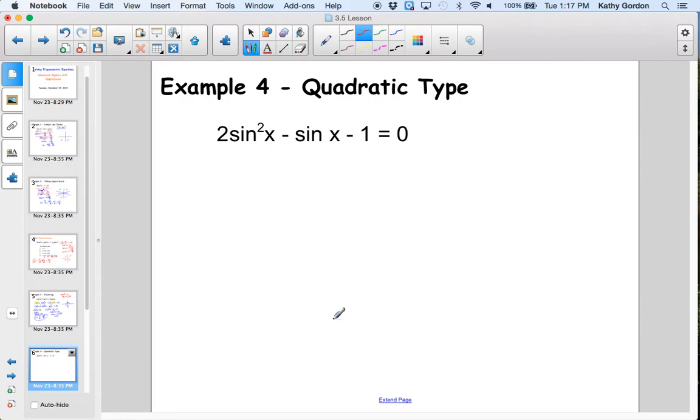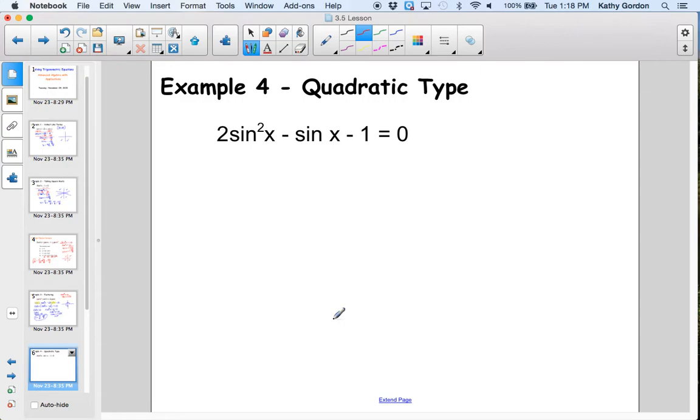Example 4, the quadratic type. So this one is one of those where you look at it and you're going to kind of go, ooh, this looks familiar. I've got a first term that's being squared. I've got a middle term that's not. And I've got a third term that's just a constant. I've seen this before. It's a quadratic.